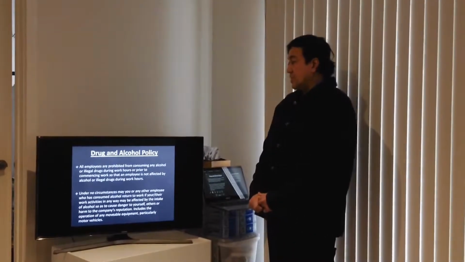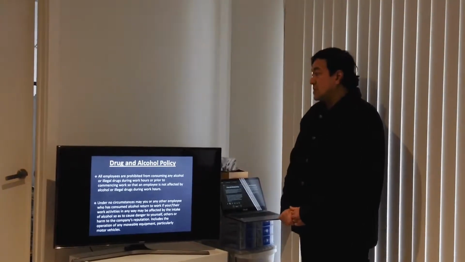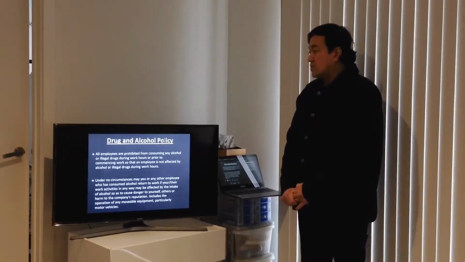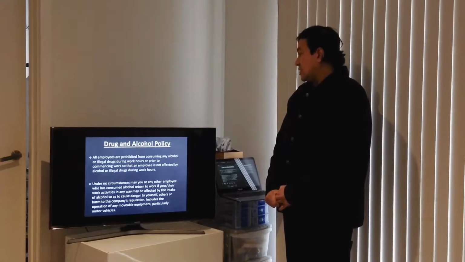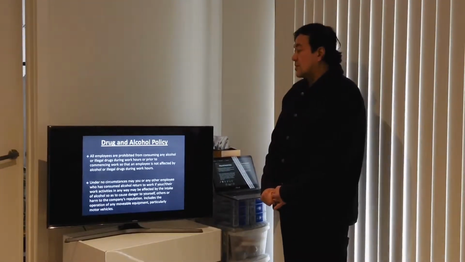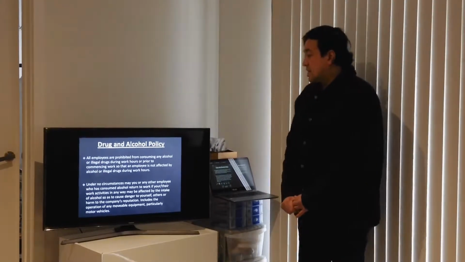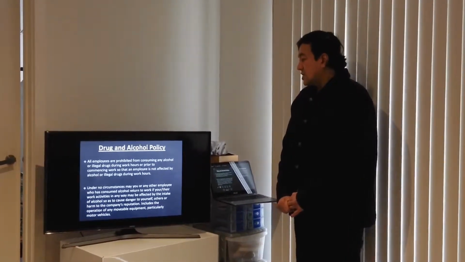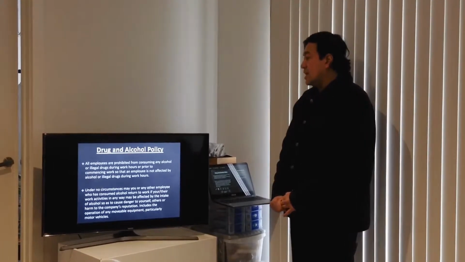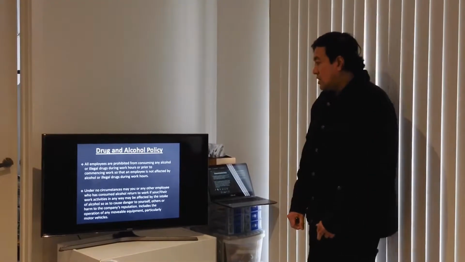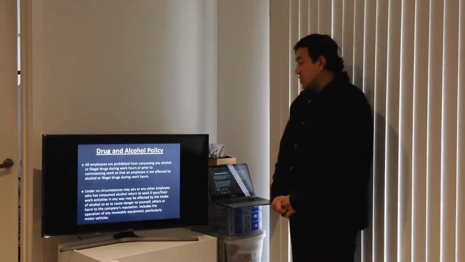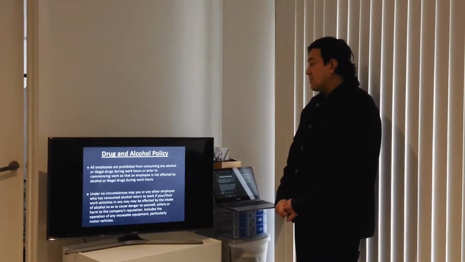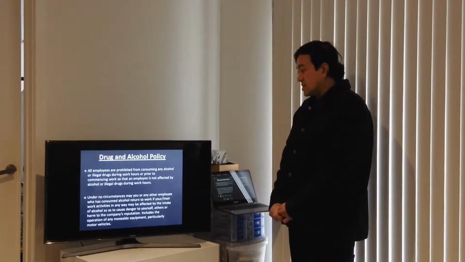Drug and alcohol policy continuation. As you can see on the screen, all employees are prohibited from consuming any alcohol or illegal drugs during work hours or prior to commencing work, so that an employee is not affected by alcohol or illegal drugs during work hours. Under no circumstances may you or any other employee who has consumed alcohol return to work if your or their work activities in any way may be affected by the intake of alcohol, so as to cause danger to yourself, others, and harm to the company's reputation. This includes the operation of any mobile equipment, particularly motor vehicles.